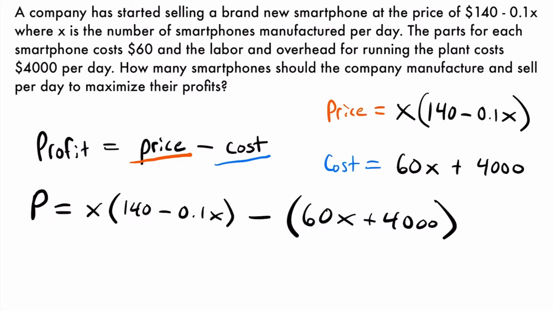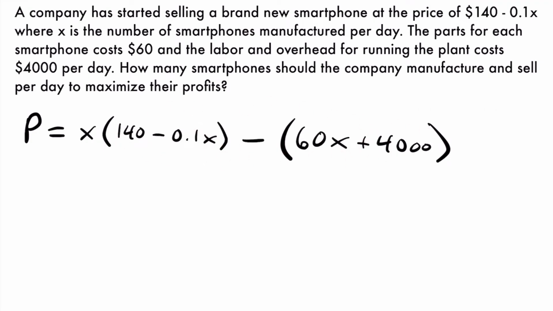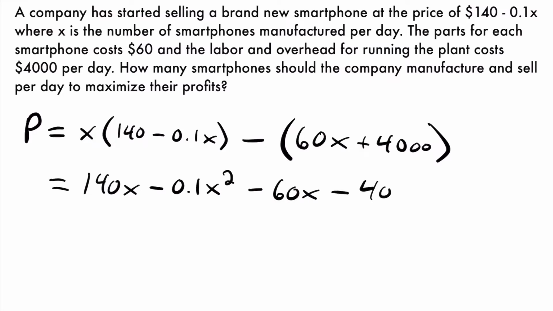And so if we clean up our work here, we can now simplify this equation a little bit, and then we'll get ready to actually work on maximizing the profit and determining our value of x, which would be the number of smartphones made per day that will maximize the profit. And so if we distribute this x through this quantity and multiply it by each term, we will have that the profit is equal to 140 times x minus 0.1x squared. Then we will distribute this negative through this quantity, and so we'll have negative 60x minus 4,000.